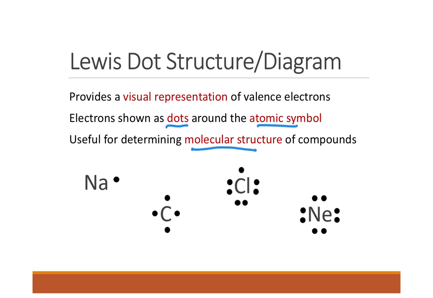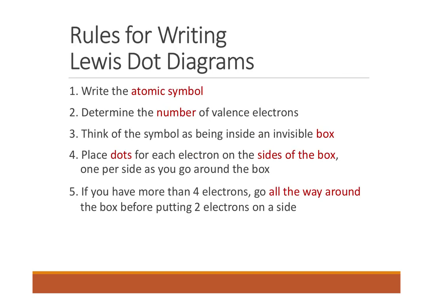So for example, we have sodium with 1 valence electron, carbon with 4 valence electrons, chlorine with 7 valence electrons, and then neon with 8 valence electrons, shown by Lewis dot diagrams. The rules for writing these Lewis dot diagrams are fairly simple. You start with writing the atomic symbol because the electrons are shown around the atomic symbol. And you use the periodic table to determine the number of valence electrons present in that particular element.